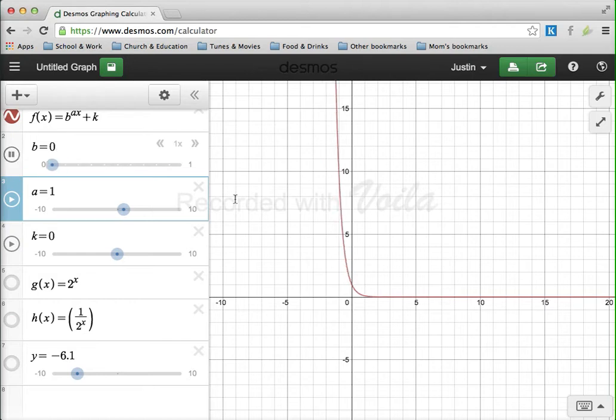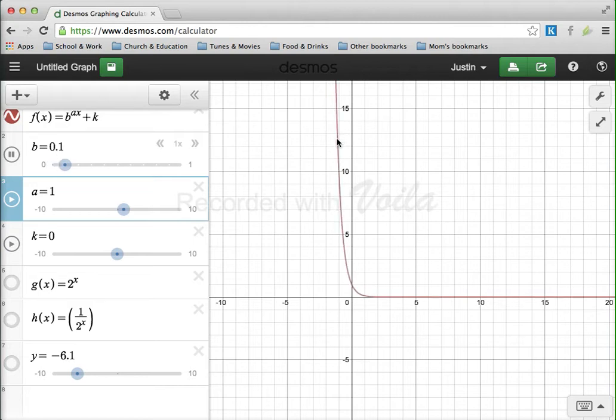So notice that it's on the other side of the y-axis. And it's getting wider and wider and wider. So as b gets closer to 1, it gets very wide. As b gets closer to 0, it gets very tall.